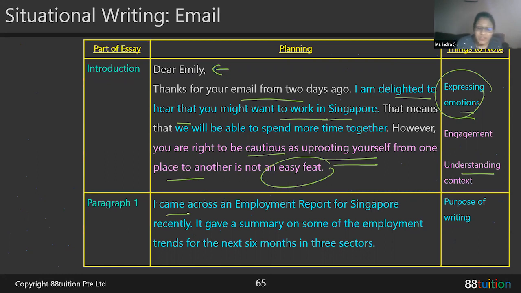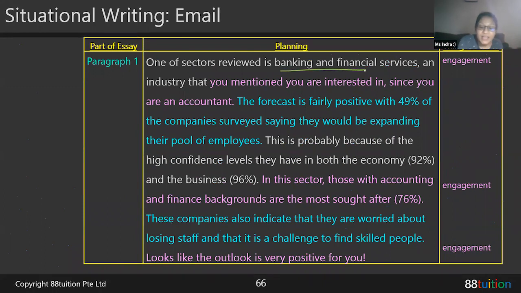Now, I came across an employment report for Singapore recently. So this is something that you've actually come across, and you're telling her about it. I gave a summary on some of the employment trends for the next 6 months in 3 sectors. So this is basically your purpose of writing. Now, one of the sectors reviewed is banking and financial services, an industry that you mentioned you are interested in. This could be the engagement bit, even though she didn't say she had told you about it. Because you are an accountant, I sort of inferred that you are interested in the sector.